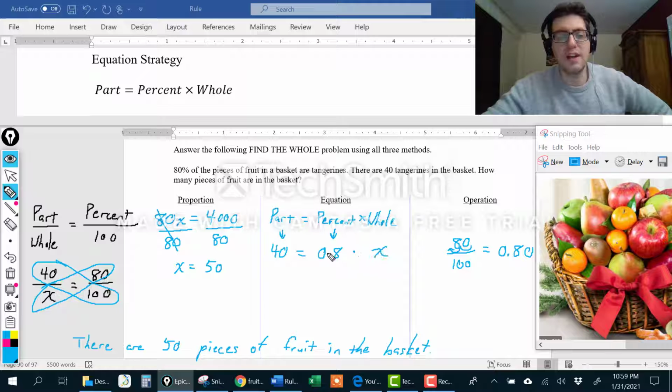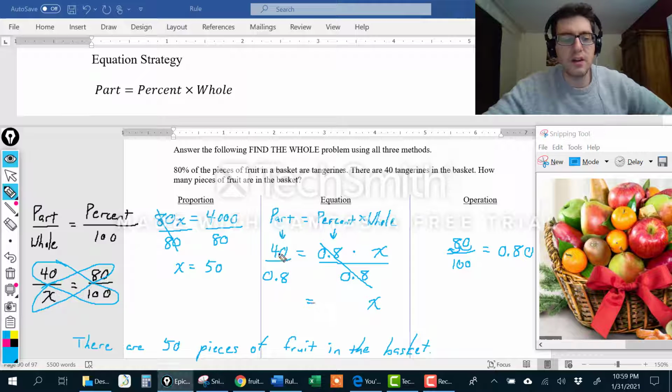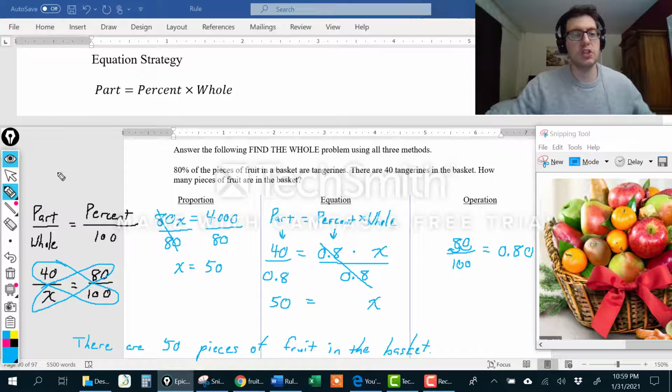So we have X times 0.8. To get rid of that 0.8, we need to do the inverse of multiplication, which is division. So we will divide. Whatever we do to one side, we have to do the same thing to the other. So on this side, we have now just X. And on the other side, we have 40 divided by 0.8, which would give us 50. You can either do that by hand or use a calculator. So we get the same answer that we got before, just with a different strategy.